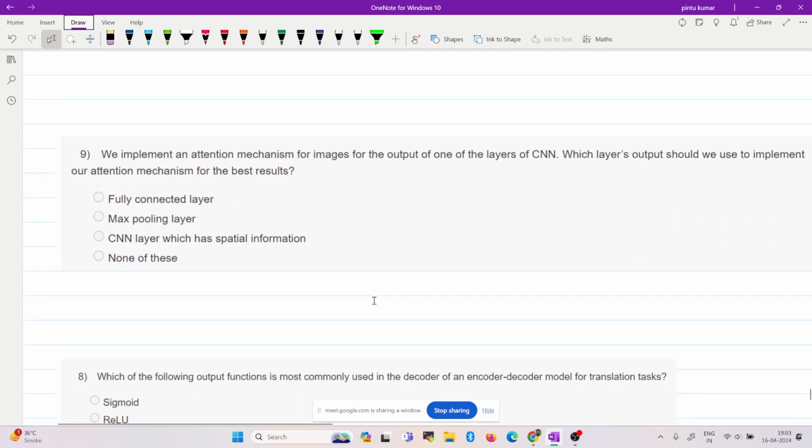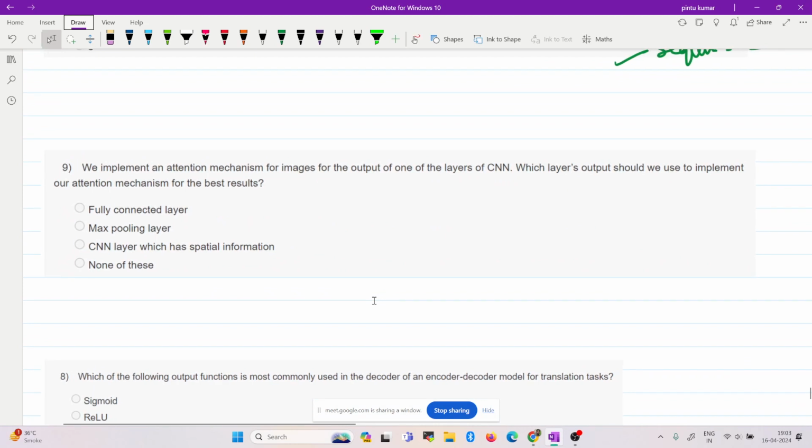Let's look at this question. We implement an attention mechanism for images for the output of one of the CNN layers. Which layer's output should we use to implement our attention mechanism? It is asking, if you have a CNN, what layer of CNN should you pick to apply attention on? As I said, we don't want to use the fully connected layer, we don't want to use the max pooling layer, but we want to use the CNN layer which has spatial information. This is what we discussed.